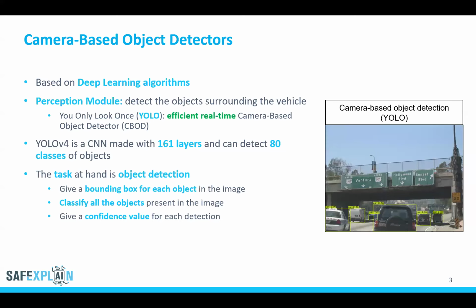The task at hand is object detection, where the model has to give a bounding box for each object in the image, which is a rectangle surrounding the area of the object, as we can see in this image. It also has to classify all the objects. For example, here it's detecting some cars, and it has to give a confidence value for each detection, which is a value between 0 and 1, saying how sure the model is that this is an object.